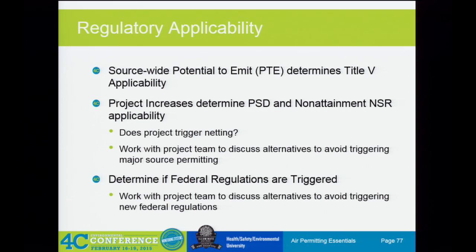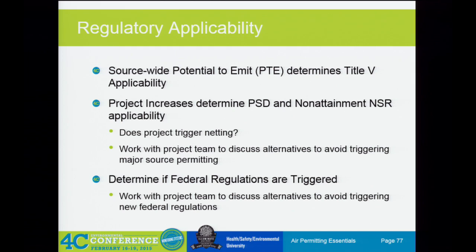And from there, you can then determine your permit applicability. The next step is determining your regulatory applicability. So source-wide potential to emit determines whether or not you're applicable to the Title V program. And if that's the case, then you'll need to document all of the regulations that you're applicable to apply for your operating permit. Your project increases determine PSD and non-attainment new source review applicability. So does your project trigger netting? You're going to be working with your project team to discuss alternatives to avoid triggering major source permitting because of the stringency involved with that. And we'll talk in more specifics a little bit later.